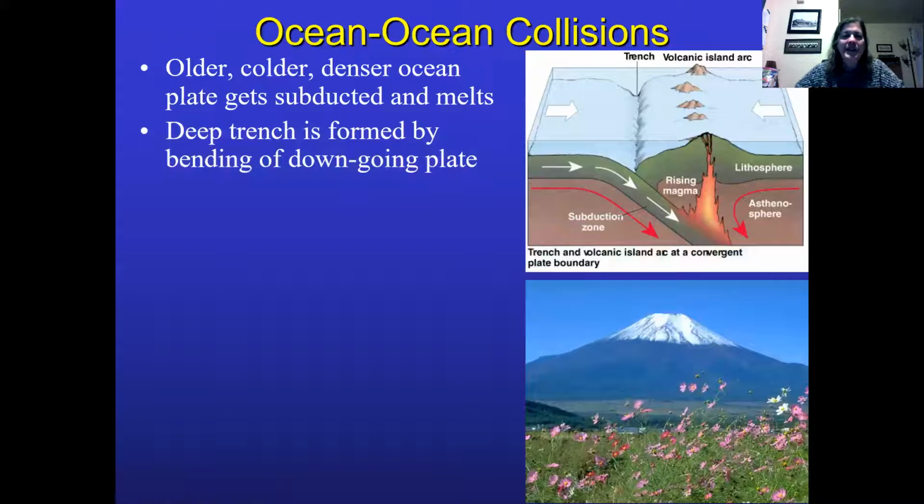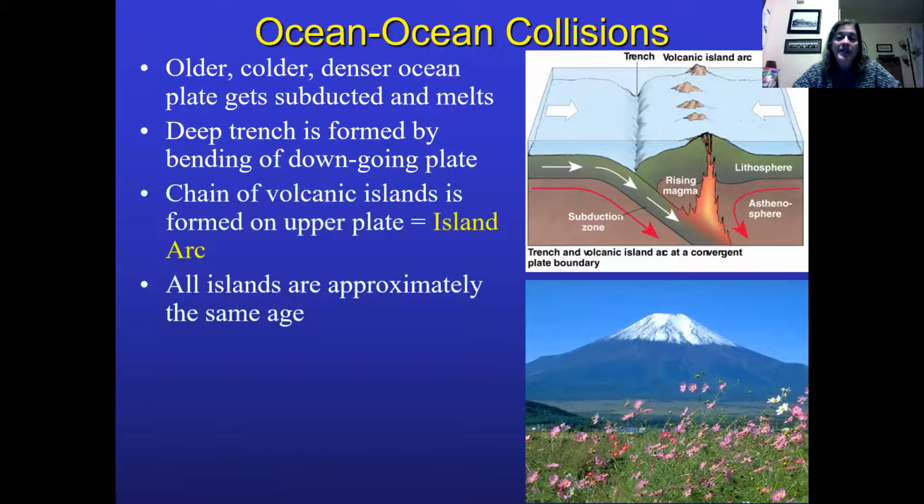When you have two oceans that come together, again, the older, colder, denser one goes down, and you get that deep trench. So up on the surface, you get something called an island arc, and it gets that name because the actual shape of these island chains are often arc-shaped, and we won't go into the mechanics of why, but just realize when you see an arc-shaped group of volcanic islands, you're looking at a subduction zone. Generally, all of the islands in that island arc will be around the same age.